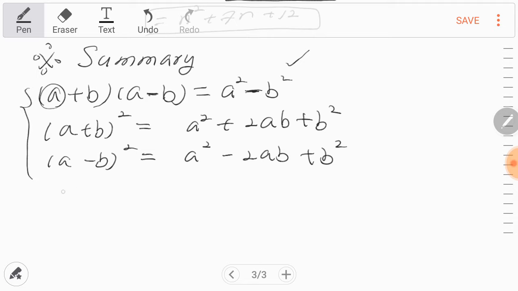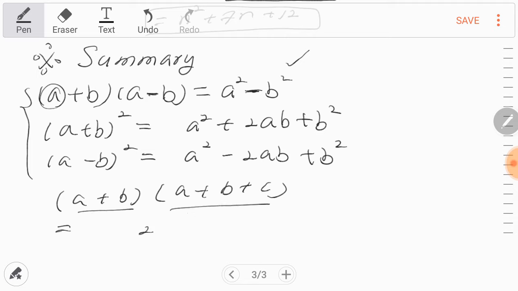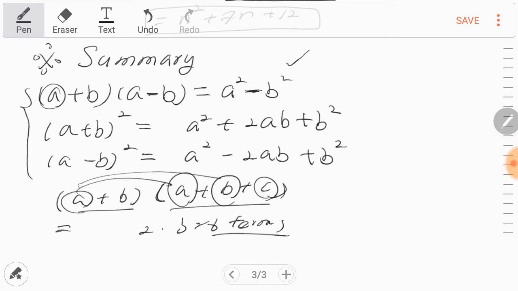Also, if you are multiplying a binomial by a trinomial, then how many terms are there? There will be 6 terms, because 2 times 3 is 6. And those terms are what? Multiply each term in one parenthesis by each term in the other parenthesis.